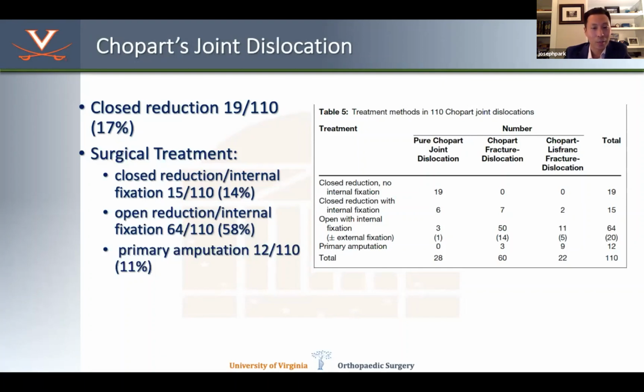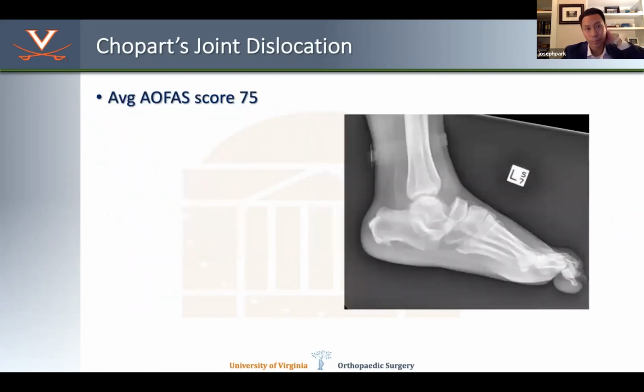That's a significant number. And actually, if you follow these patients through in this study, if you read carefully, another 3 patients had an amputation, so a total rate of 14% amputation after this injury. So this is one of the most severe injuries you will see in any sports medicine field. And so just have a high level of awareness and fear if you see this type of fracture dislocation.